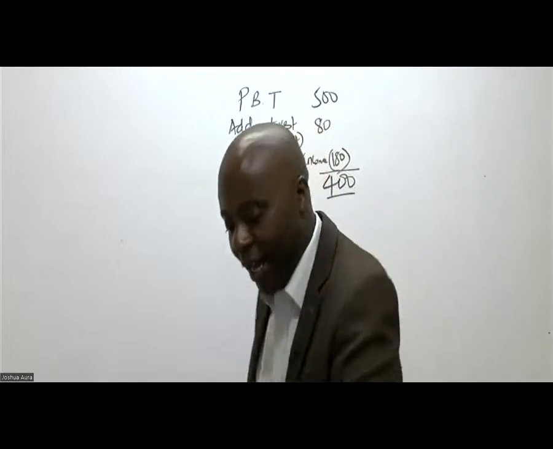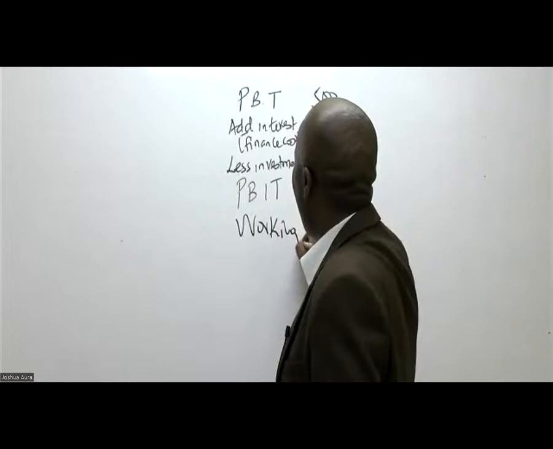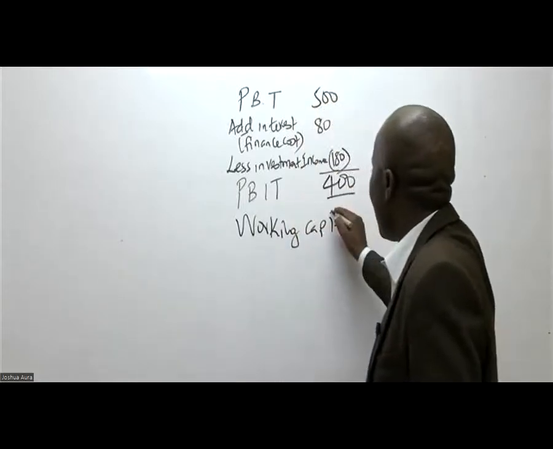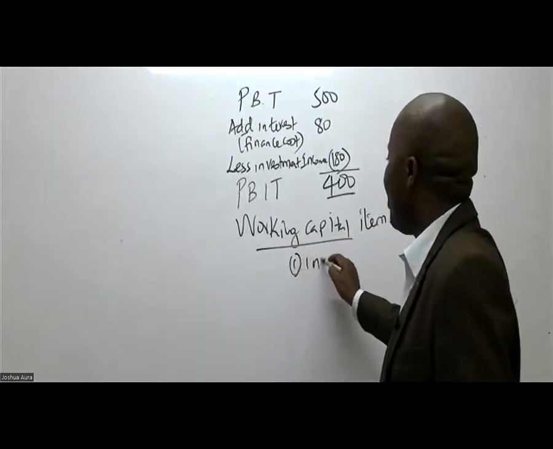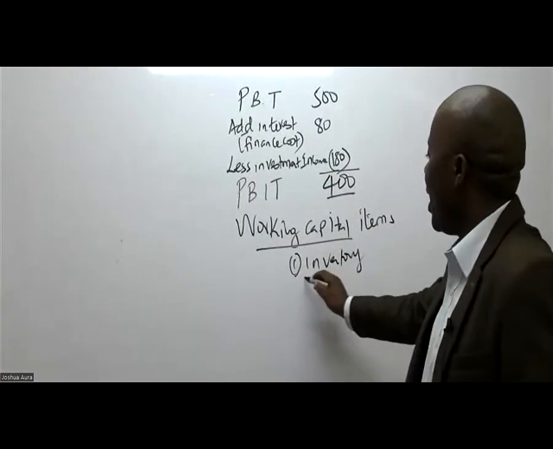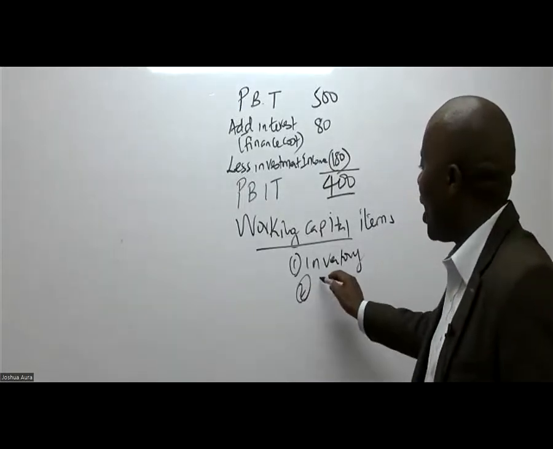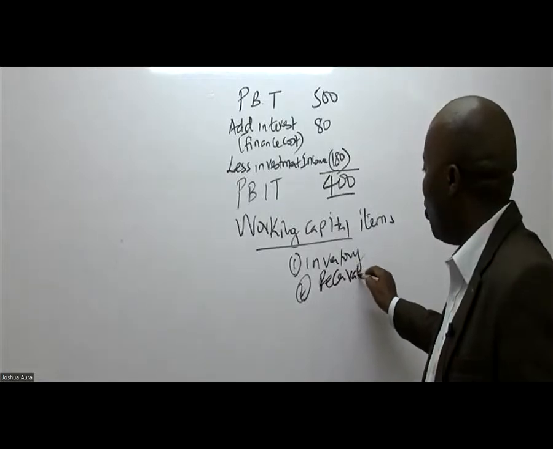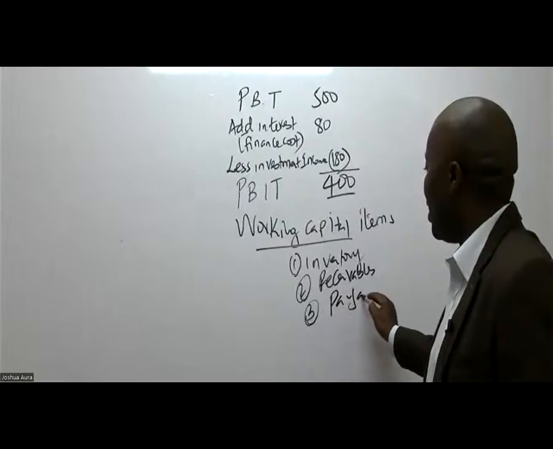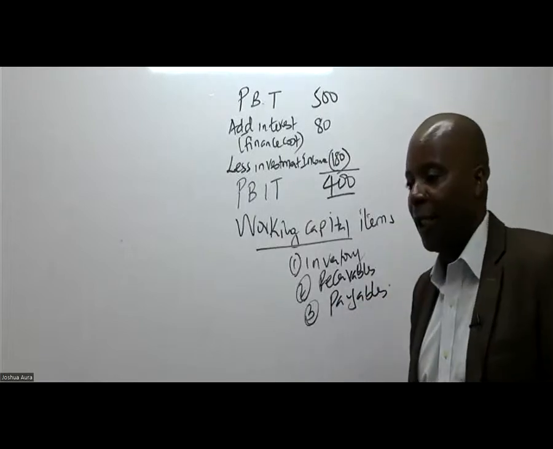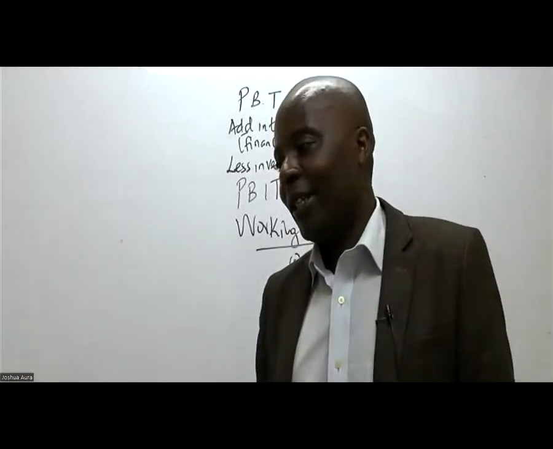So in working capital items, ladies and gentlemen, we have the first one, which is inventory. What is the second? Automatically, the second is receivables, and then the third one, ladies and gentlemen, is the payables, like that. Great. Thank you so much.